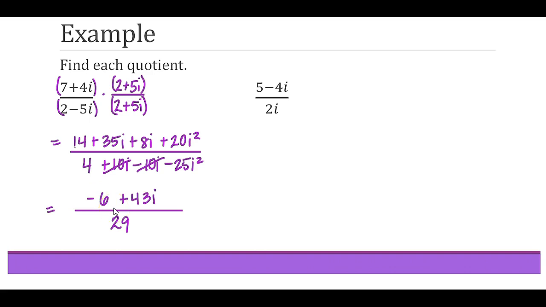Now we're not quite done yet. We do want to express our answer as a real part plus an imaginary part. So as ugly as it is, we're going to leave negative 6 over 29 plus 43 over 29i. So we split it up so that we could clearly have a real part and an imaginary part.